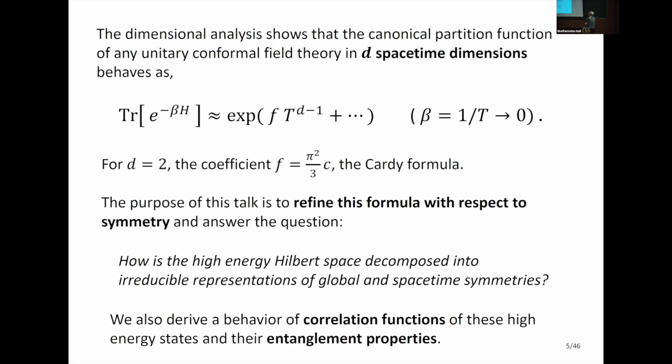The purpose of this talk is basically to refine this generalized Cardy formula. This is the case for any unitary conformal field theory. But suppose this conformal field theory has a global symmetry, a symmetry group G acting on the Hilbert space non-trivially, and G can be a finite group or a compact Lie group. Then the question is how this gets decomposed into irreducible representations of this symmetry. I'll discuss that for both global internal symmetry and space-time symmetry. And as I said, I would also like to discuss how a similar idea can be used to understand the properties of correlation functions and also entanglement entropy.